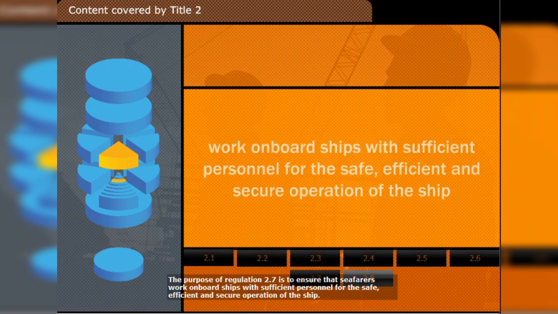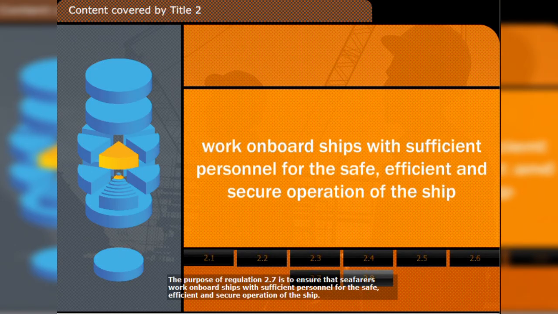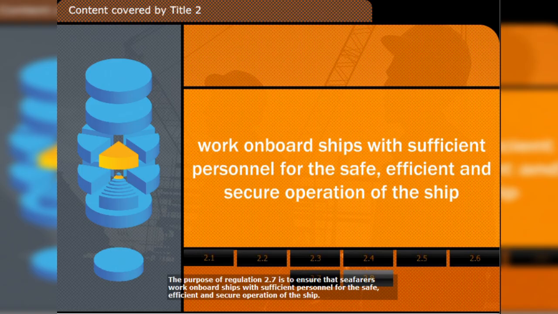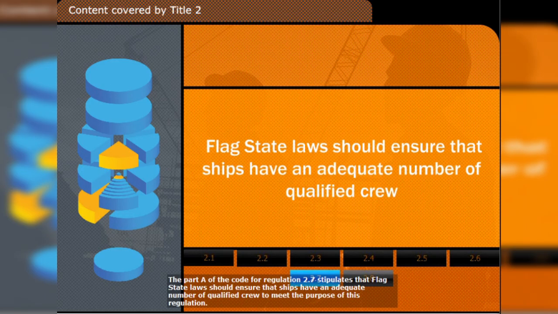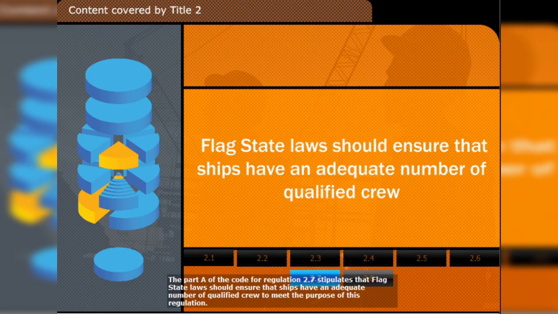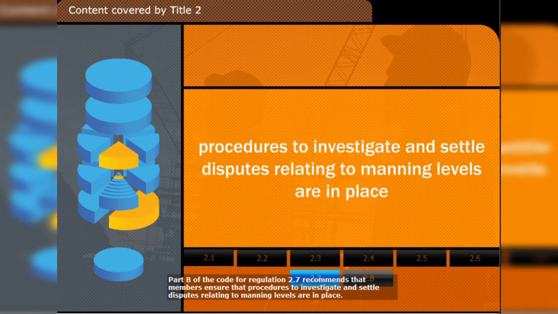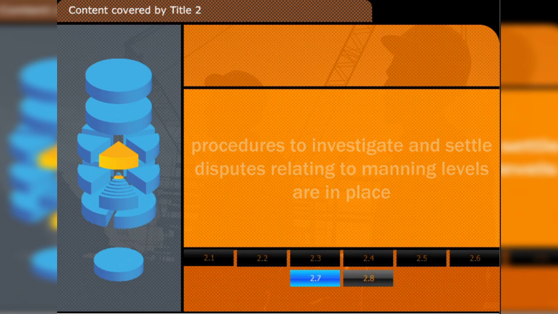The purpose of Regulation 2.7 is to ensure that seafarers work on board ships with sufficient personnel for the safe, efficient and secure operation of the ship. Part A of the Code for Regulation 2.7 stipulates that flag state laws should ensure that ships have an adequate number of qualified crew to meet the purpose of this regulation. Part B of the Code for Regulation 2.7 recommends that members ensure that procedures to investigate and settle disputes relating to manning levels are in place.